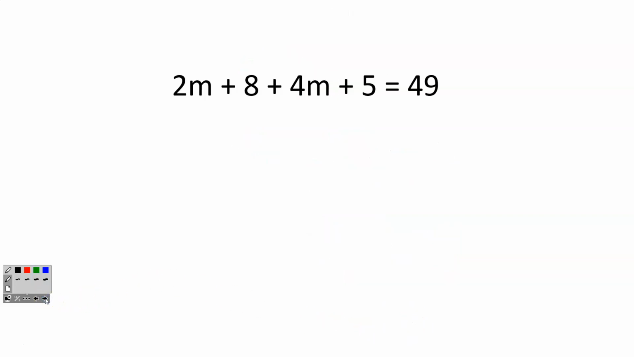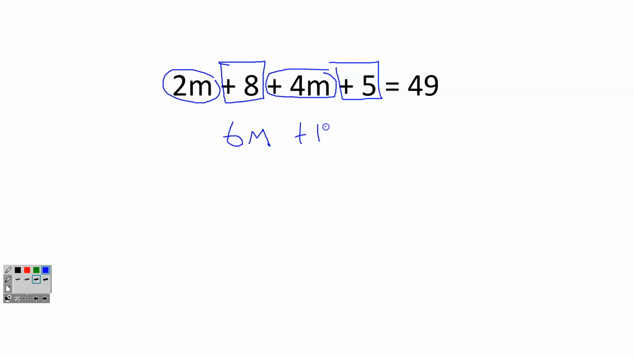Now, a multi-step could also include something that looks like this, where we have to combine things that are similar. So I'm going to say I can combine a 2m and a 4m. Now remember, when you put your shapes around similar terms, include the sign that's in front of it. So 2m plus 4m is going to give me 6m. 8 plus 5 is going to give me 13. And I'm just going to bring down my equals 49.